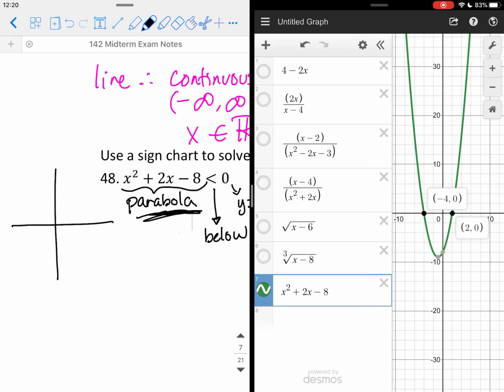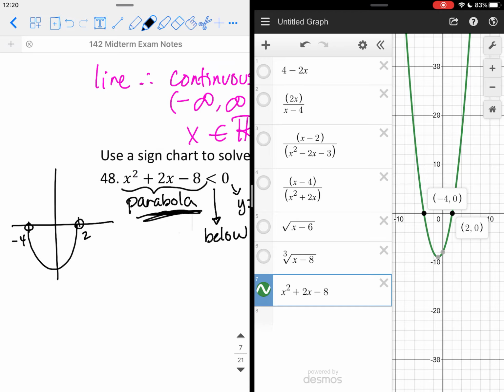So it's a right side up parabola. It's not going to be to scale. But I'm just interested from here to here. And this is going to be -4. And this is going to be +2. So it's definitely not to scale.